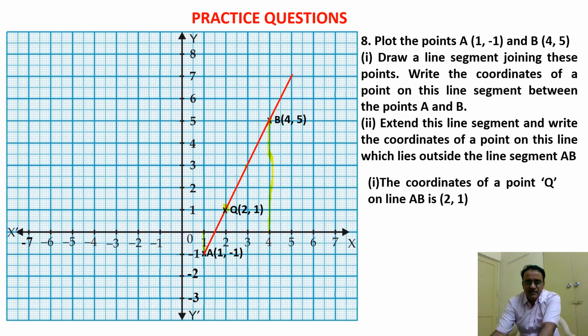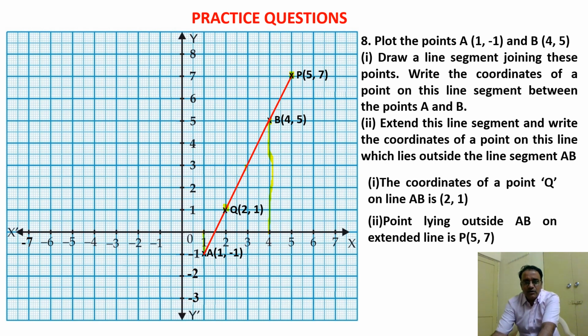Now extend this line up to here. So ये for 5 और 7 पे this point is (5, 7). ये point का जो x coordinate, x axis का value 5 है, that is abscissa, and the ordinate is 7. So point is (5, 7), which is lying outside. उसको और extend करेंगे तो दूसरा value भी लिख सकते हैं. Okay, so this is question number 8.